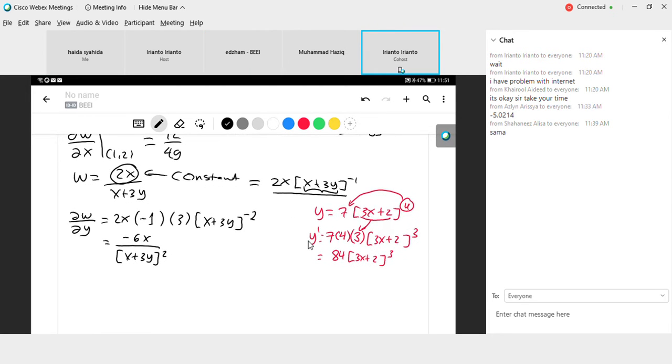Do you understand? It's okay, take your time, but do you understand or not? At least you can tell. Partial derivative with respect to y, yes. When the value is (1, 2), you simply substitute the value, no problem. 1, 2, negative 12 divided by 49.